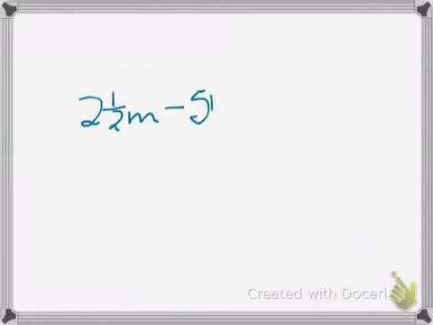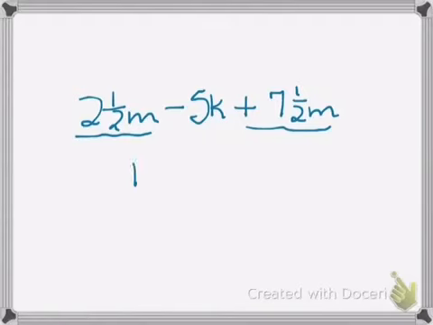Alright, this one is a rational number problem. Notice step 1 said to combine like terms, and I have like terms. 2.5 and 7.5 will combine. So if I say 2 plus 2.5 plus 7.5, we'll get 10. And m was with both of those terms. So those combine to give me 10m minus 5k.